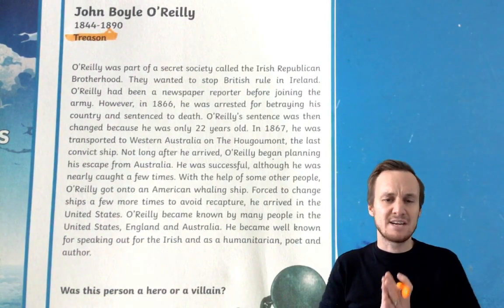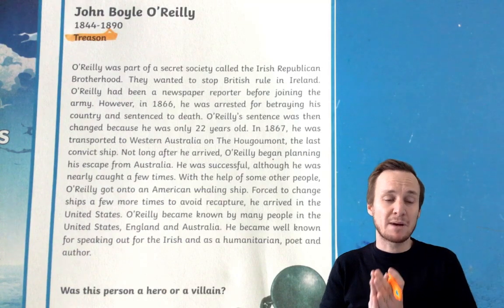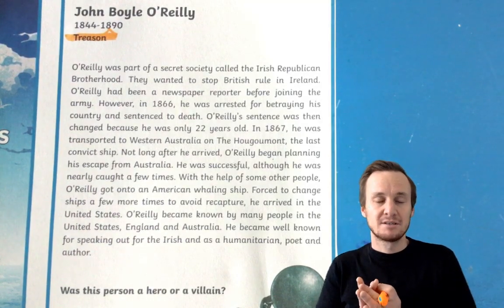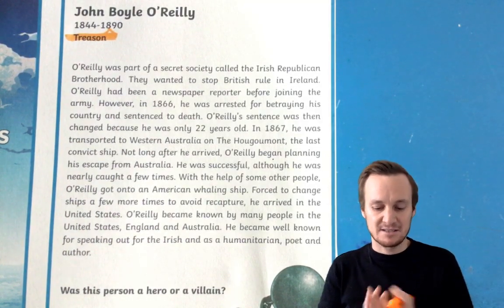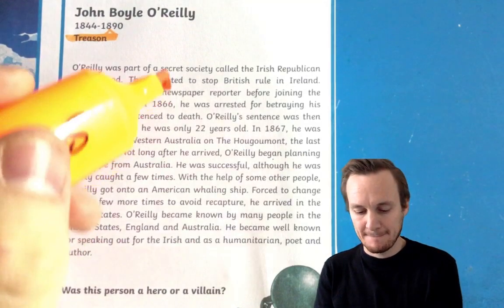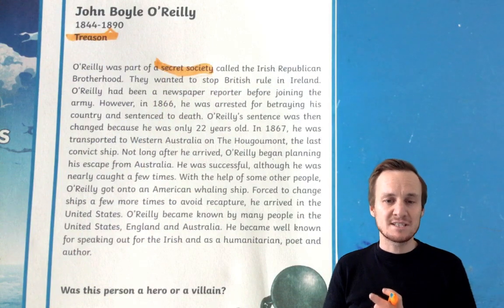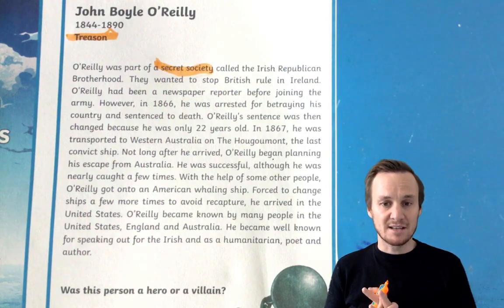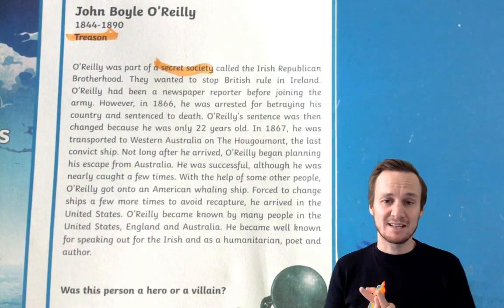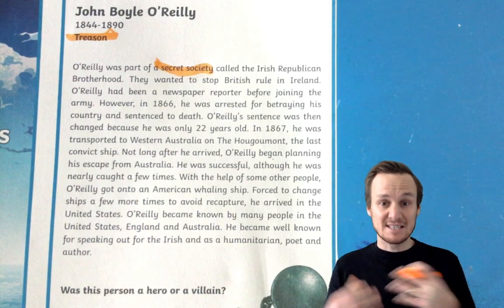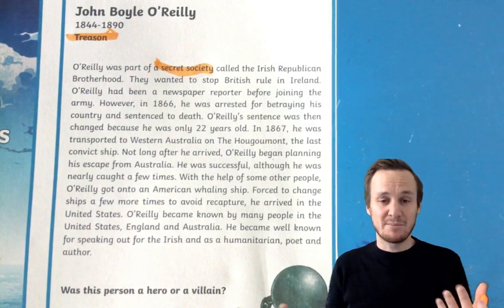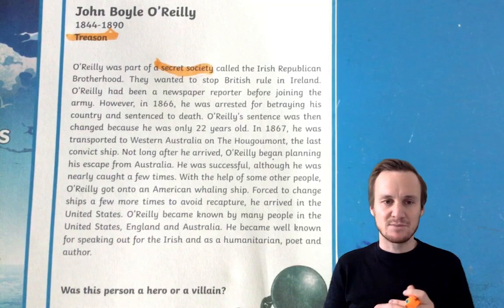O'Reilly was part of a secret society called the Irish Republican Brotherhood. Okay, he was part of a secret society. That secret society part might come in handy later, so we'll see how we go. They wanted to stop British rule in Ireland. That's true, the British did rule in Ireland, and Ireland did want their independence. That might be important. We might come back to it.